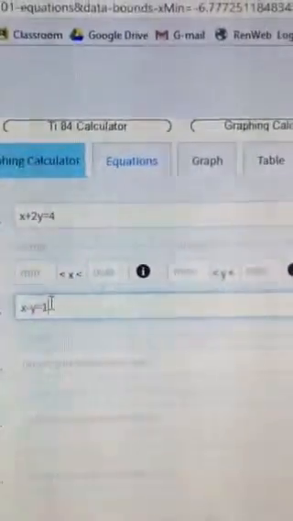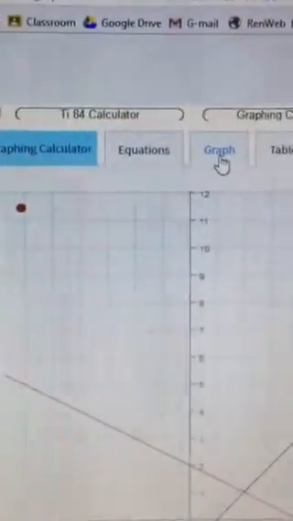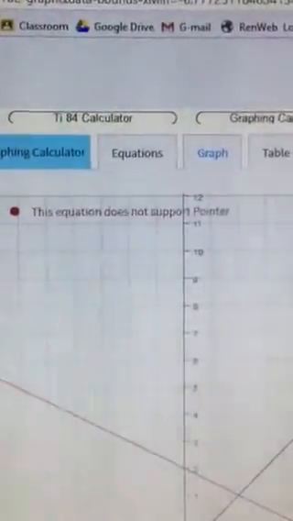Now if you look at the top, there are these tab things here. You want to hit graph. Now if you look at the 2 lines here, let me scroll down a bit.